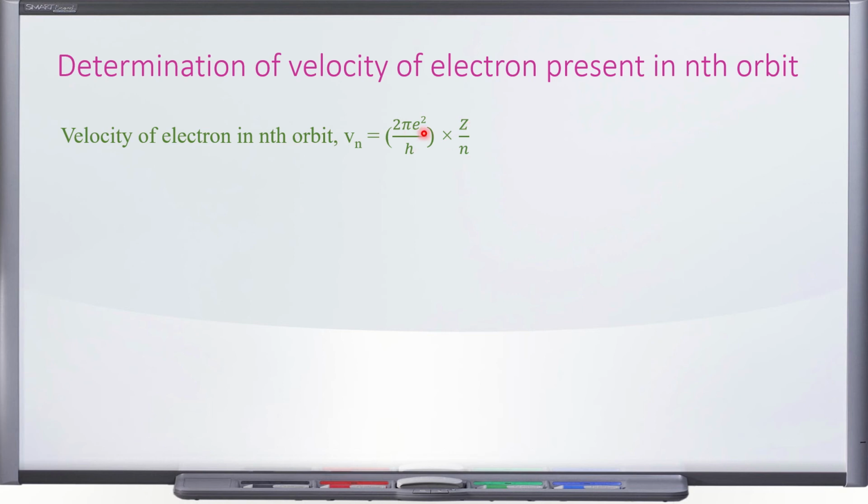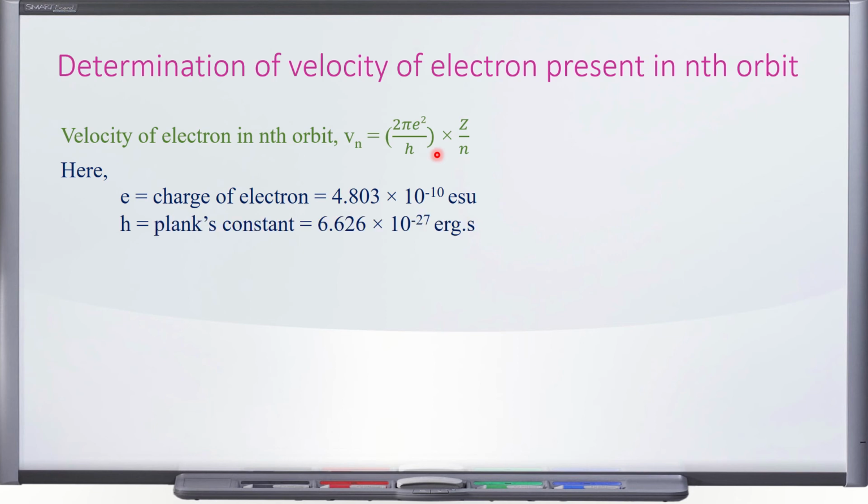Look, here also charge of electron e is used. That will be 4.803 into 10 to the power minus 10 ESU. So you have to use all terms in CGS unit. Here charge of electron is this, Planck's constant you know, this will be erg second, n orbit number and z atomic number. Here also this portion, it is a fixed value, it is not variable. So we can find out the fixed value from there.